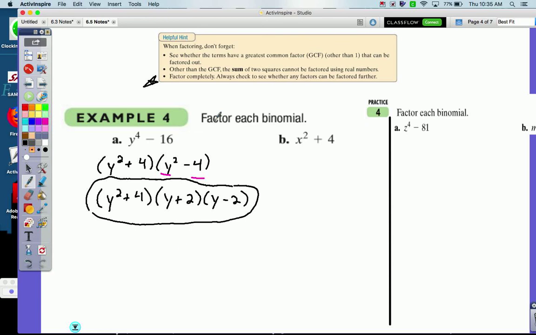All right, B, x squared plus 4. I do have a perfect square and a perfect square, but since there's a plus in the middle, this thing will not factor. Will not factor. Okay, so this one is not factorable. You can't do anything to it. It doesn't break down at all.